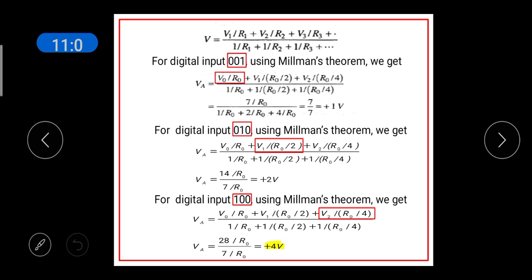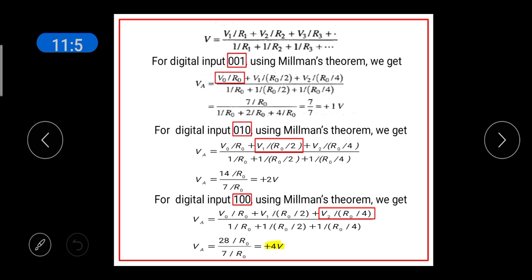Suppose the digital input is 0, 0, 1. Then using Millman's theorem, we can rewrite the equation as VA is equal to V1 is nothing but V0, R1 is nothing but R0, and similarly V2 is nothing but V1, R2 is R0 by 2, V3 is V2 and R3 is R0 by 4. So we can write VA is equal to V0 by R0 plus V1 by R0 by 2 plus V2 by R0 by 4 divided by 1 by R0 plus 1 by R0 by 2 plus 1 by R0 by 4.